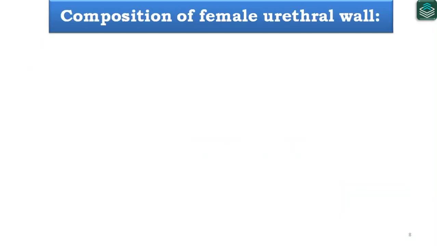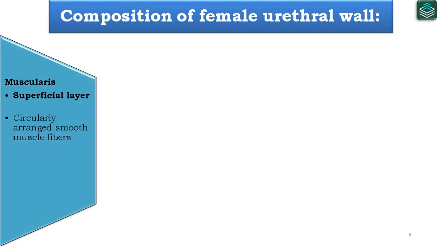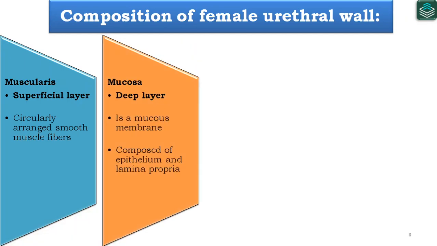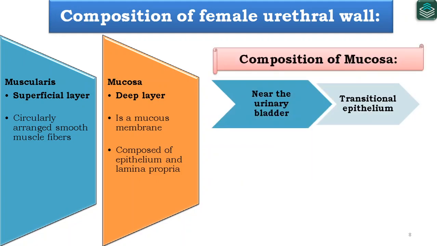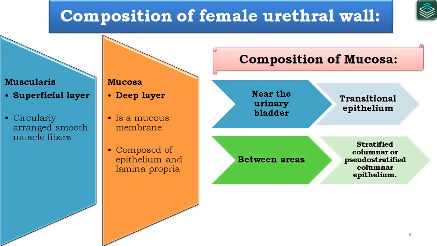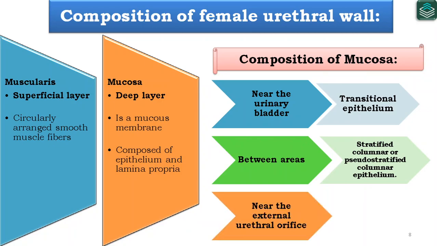Composition of female urethral wall. It has two layers. Superficial layer is called muscularis. It has circularly arranged smooth muscle fibers, and the deep layer is called mucosa, composed of epithelium and lamina propria. Composition of mucosa is different in different regions of the urethra. Near the urinary bladder, it is made up of transitional epithelium. In the middle portion of the urethra, it is made up of stratified columnar or pseudostratified columnar epithelium, and near the external urethral orifice, it is made up of non-keratinized stratified squamous epithelium.